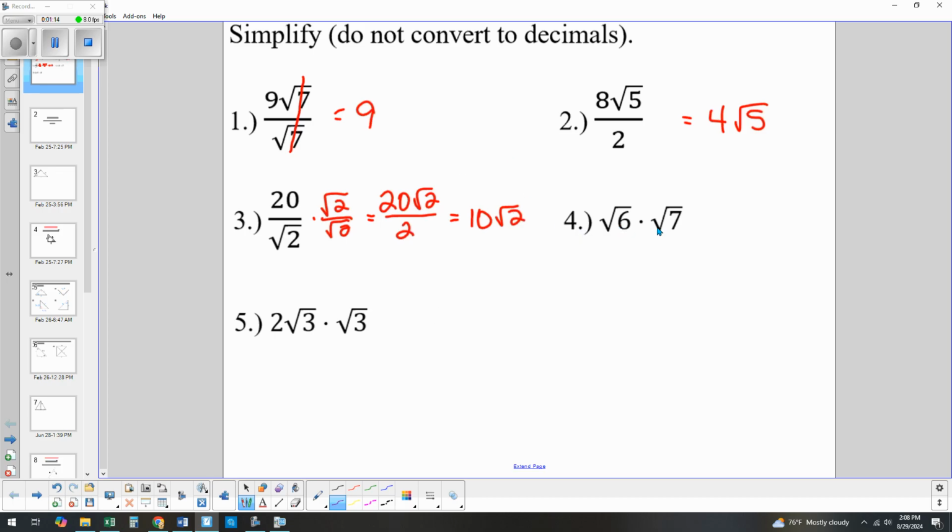For number 4, these are both square roots, so I can actually multiply them. 6 times 7 is really 42. And then I would try to reduce this if I could, but there's no perfect squares that are a factor of 42, so that's as far as it goes. I would leave it there. And for number 5, I can multiply the square root of 3 by the square root of 3, so that's really 2 by just a regular 3, which will give me 6 as an answer.